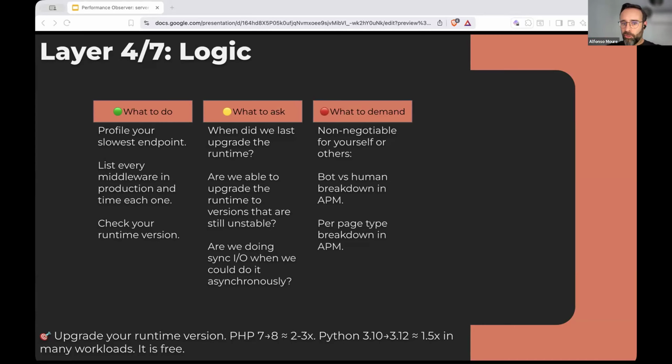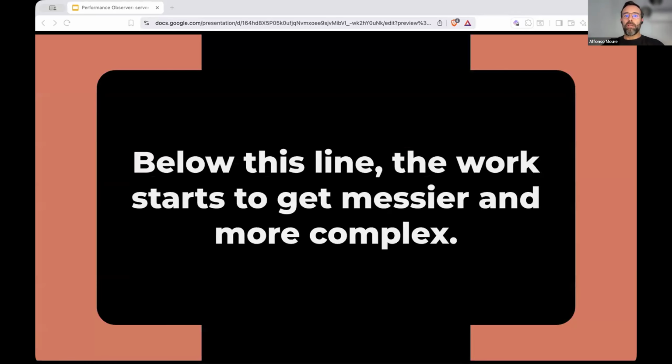And third, the demand. As a non-negotiable to yourself or to others, I always set up my APM to show breakdown reports for both users and bots, in a split view. Why? Because usually you can find opportunities comparing the data of how the users are measuring while they are interacting with the website compared with, for example, Googlebot or Bingbot. That's an important split to do.